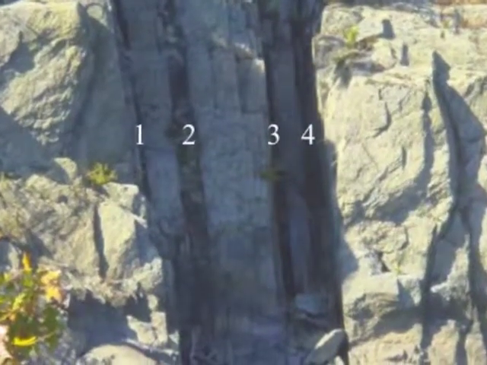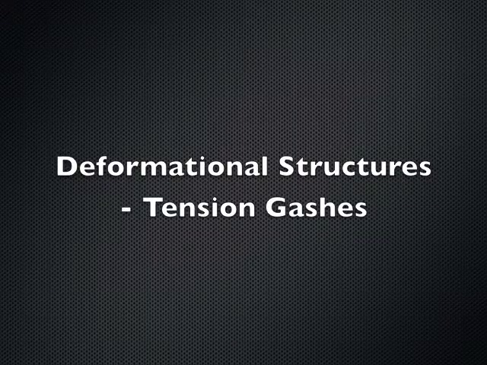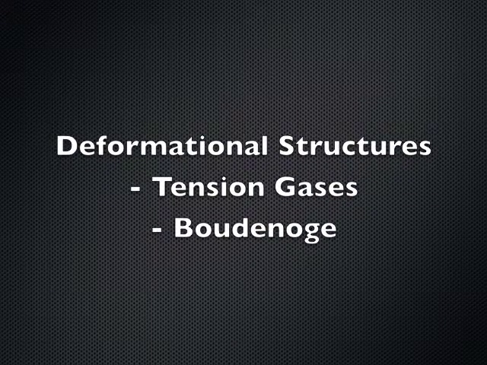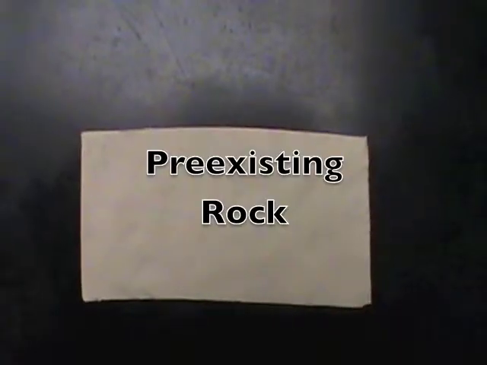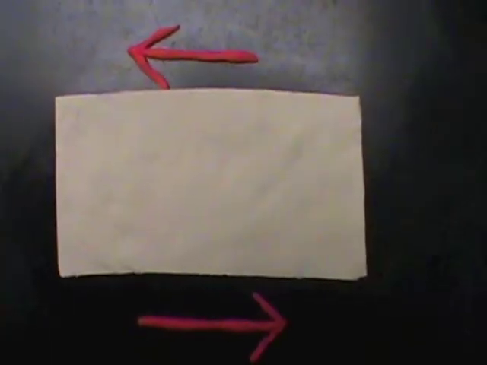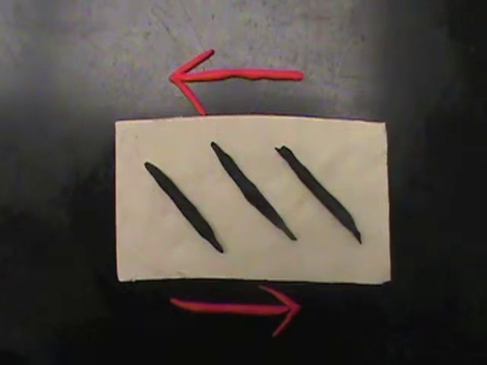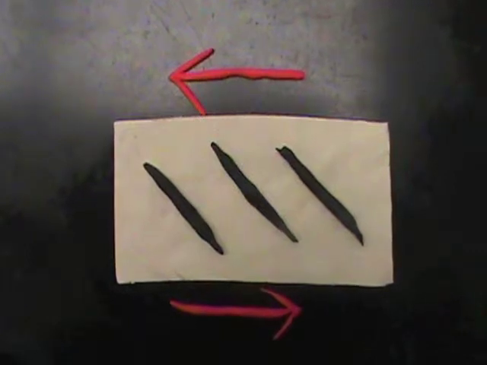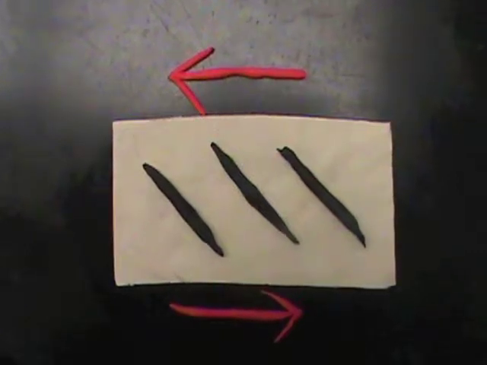Deformational structures such as tension gashes and boudinage also can be seen along the Billy Goat Trail. Tension gashes form from shearing a rock and opening up gashes in that rock, which are then filled with a silica-rich water, leaving behind quartz-filled gashes. The example shown here shows left lateral shear.